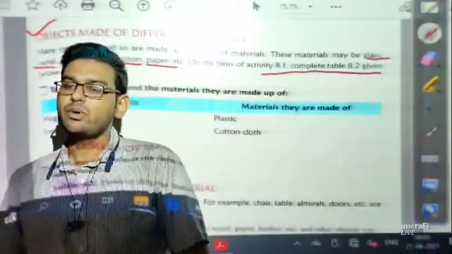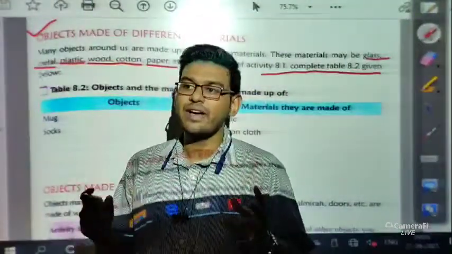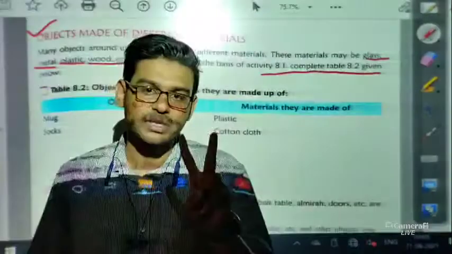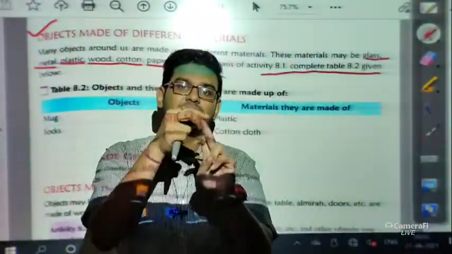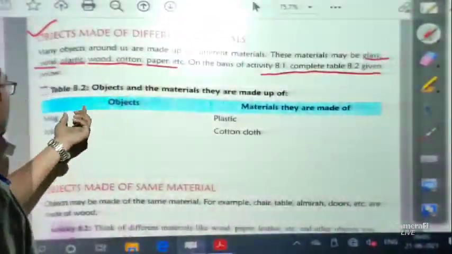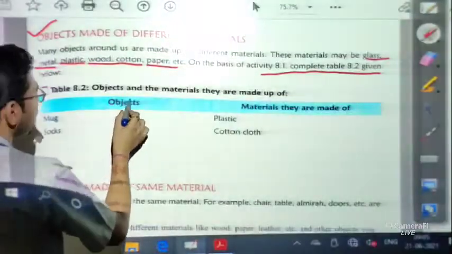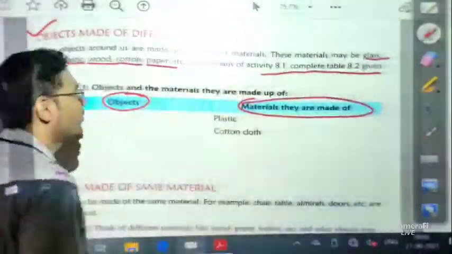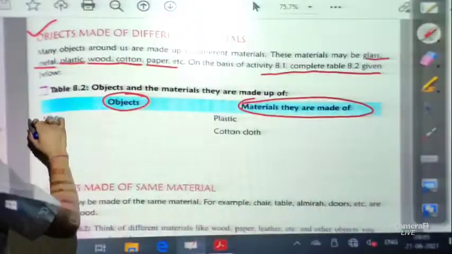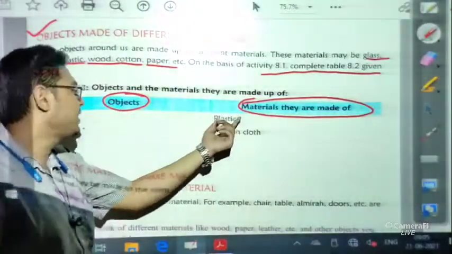In this table 8.1, we have seen that we have categorized the materials into two groups. The first one is plastic materials, and the second one is non-plastic materials. Now 8.2 says that you have to find out the objects and the materials that they are made of. Just take an example, that mug can be made of plastic, so here it is written as plastic.